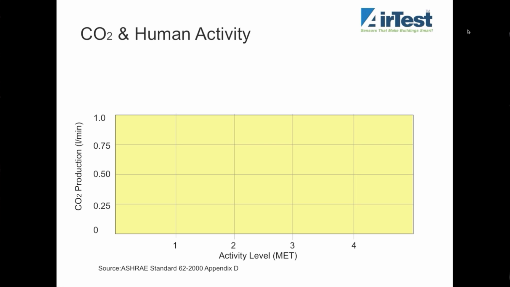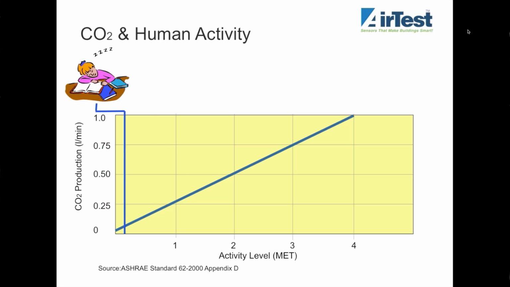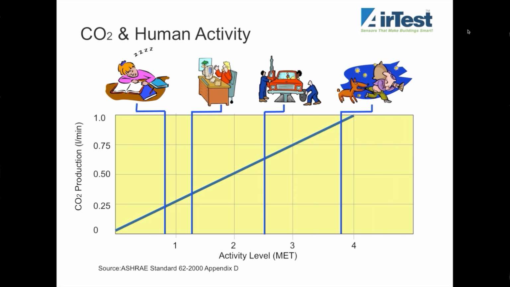And to give you some of the background behind this, the reason why we can use CO2 to control ventilation is that there's a direct relationship between the activity level of people in a space and the amount of CO2 they produce. So here you can see different activity levels and the ramp of CO2 production goes up.